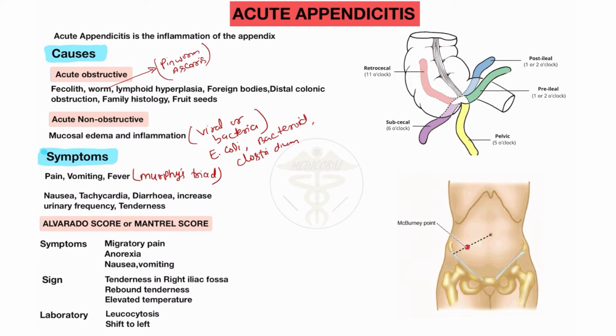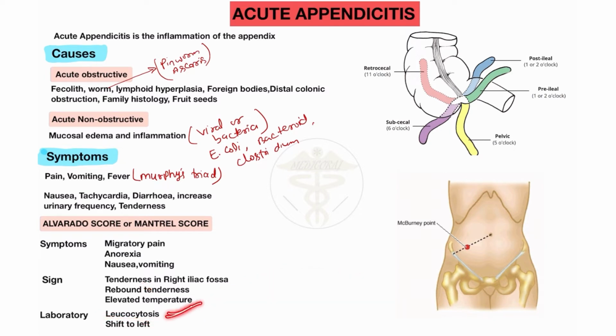In some exams they also ask about the Alvarado score or Mantrel score. These scores include symptoms, signs and laboratory findings. Symptoms like migratory pain, anorexia, and nausea and vomiting. These are the symptoms you will see in the acute appendicitis patient. What are the signs? You will see tenderness in the right iliac fossa, rebound tenderness, and elevated temperature. And in laboratory diagnostics, you will see leukocytosis, meaning an increase in the WBC count in the patient.